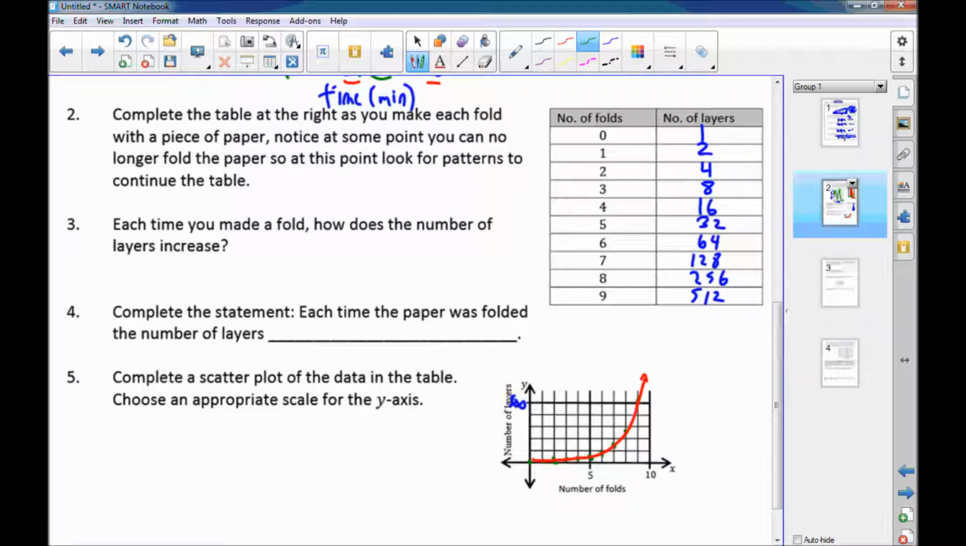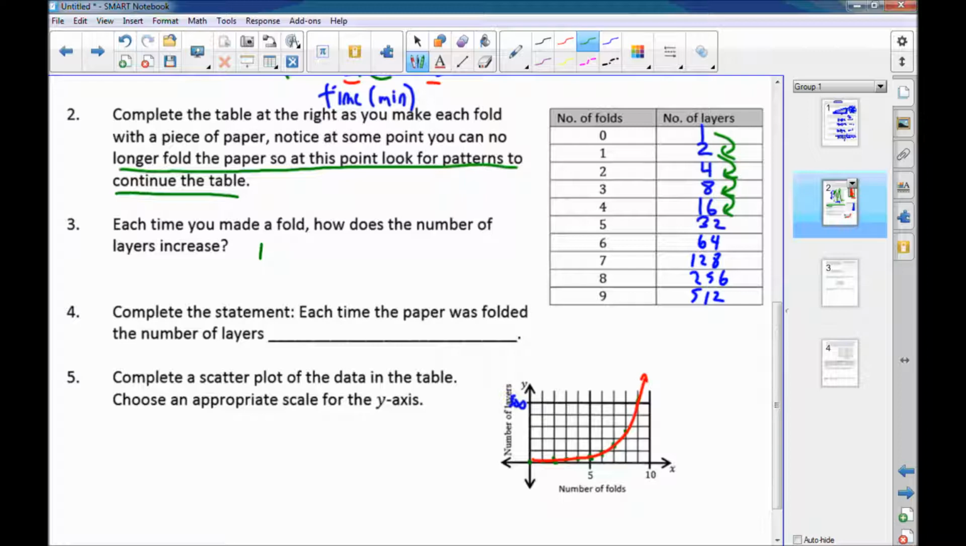At this point, the paper was getting pretty thick and it was hard to fold, but we could just realize that, hey, it looks like they're doubling, okay? So 1 fold gave us twice as much, 1 more fold gave us twice as much, another fold gave us twice as much, and so forth. Okay, so we could just follow our pattern, 32, 64, 128, 256, 512. So notice when you can no longer fold the paper, look for a pattern to continue the table.